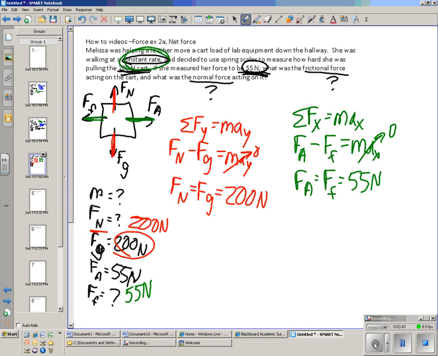That's because there was no acceleration and there's only 2 forces on each axis. They can get more complicated. Stay tuned.